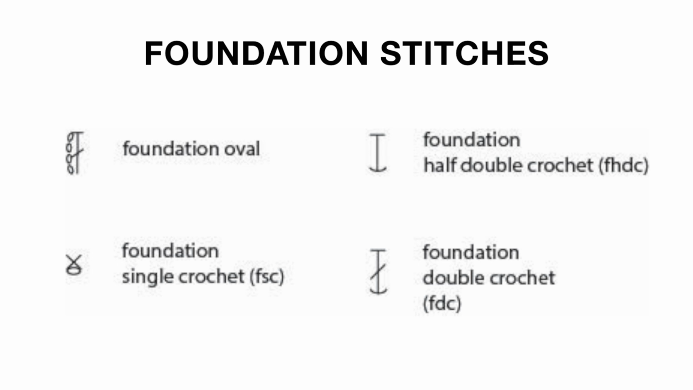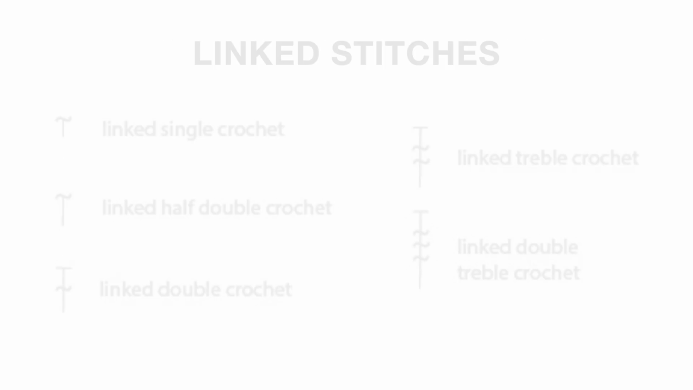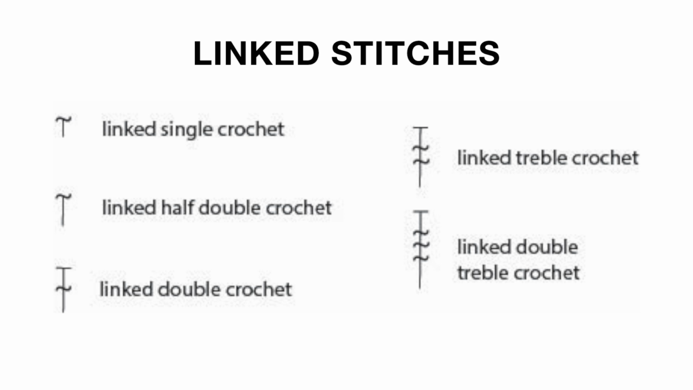Here are some examples of the foundation oval, single crochet, half double crochet, and double crochet. Length stitches can be worked on any height stitch. Here are some examples in single crochet, half double crochet, double crochet, treble crochet, and double treble crochet.